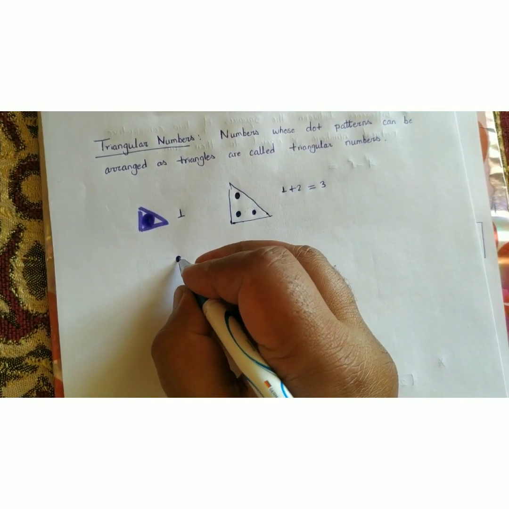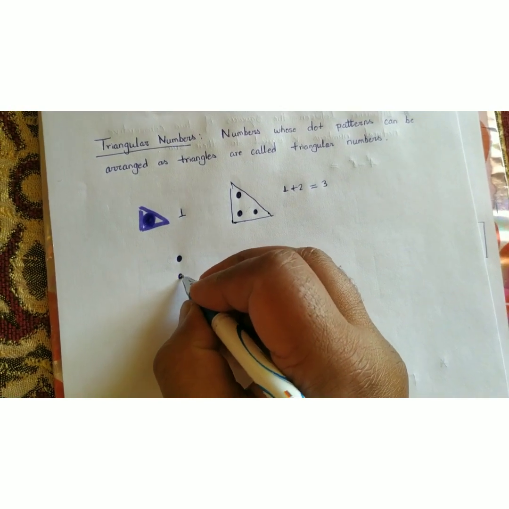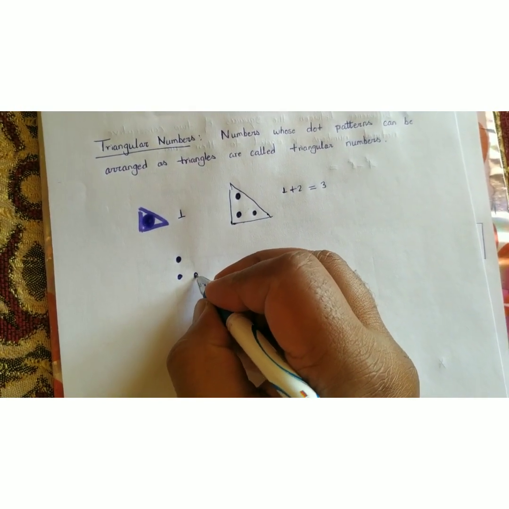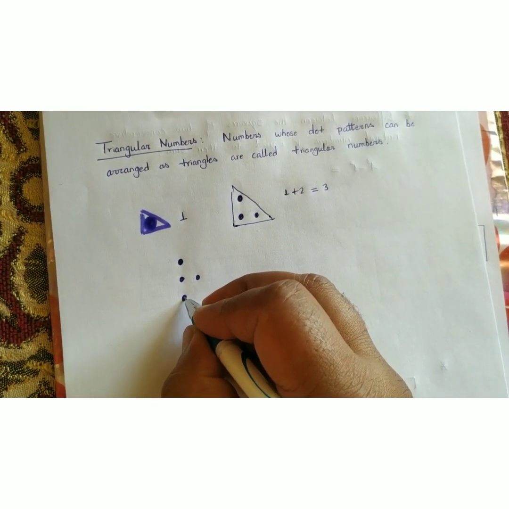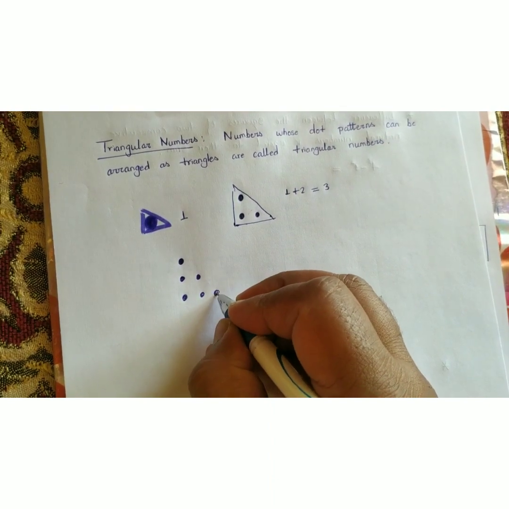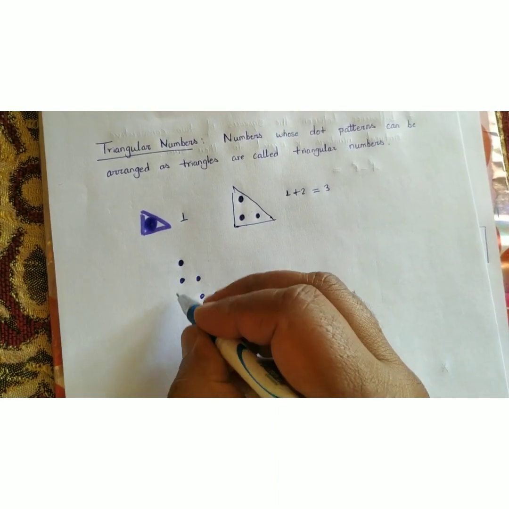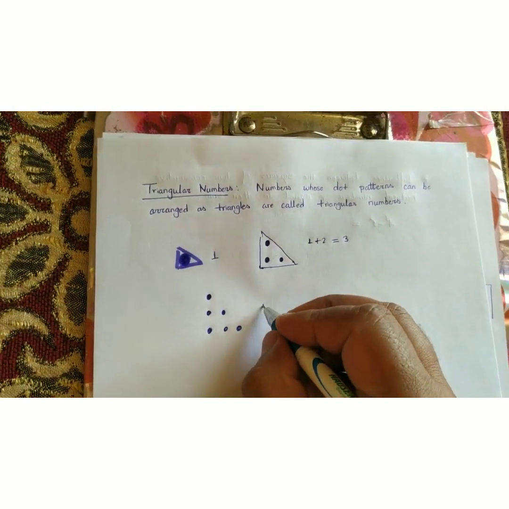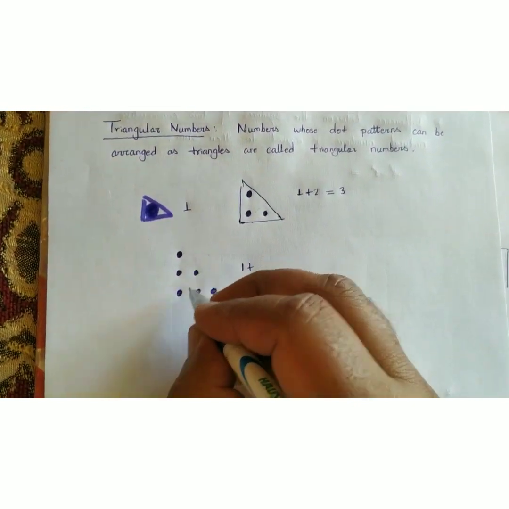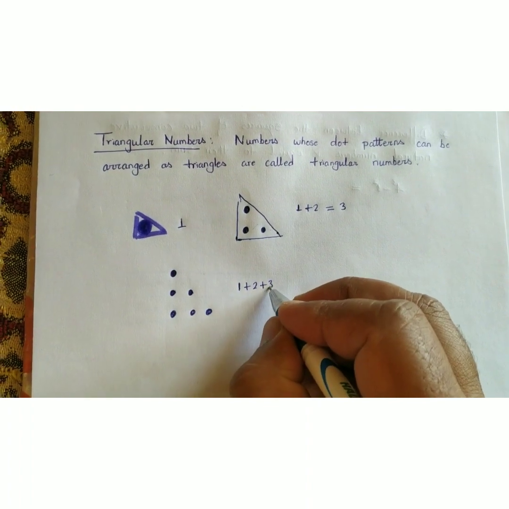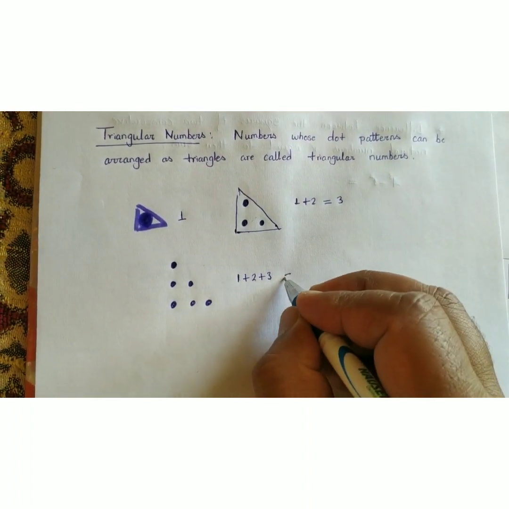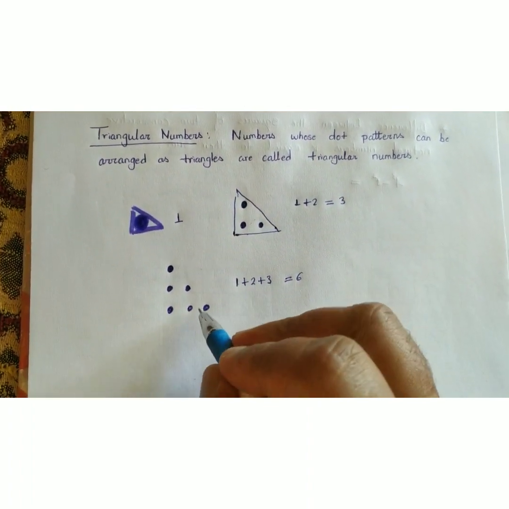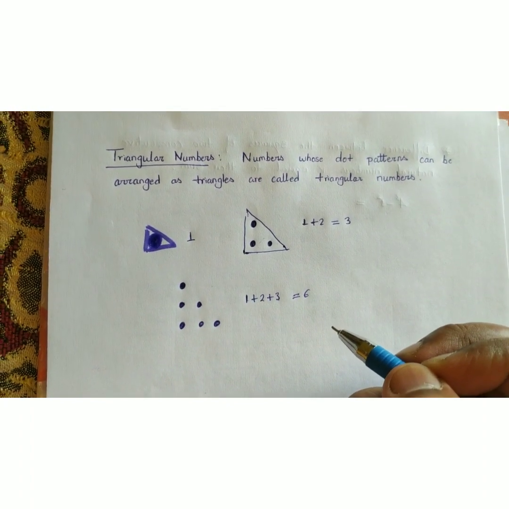Next, 1 dot, 2 dots, 3 dots. Again we have the shape of a triangle. So 1 plus 2 plus 3, 3 plus 3 is 6. Third triangular number is 6.